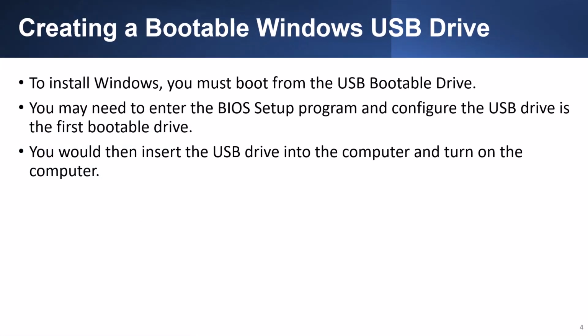To install Windows, you must boot from the USB bootable drive. You may need to enter the BIOS setup program and configure the USB drive as the first bootable drive. You then insert the USB drive into the computer and turn on the computer.